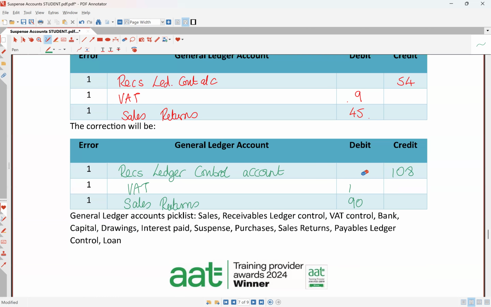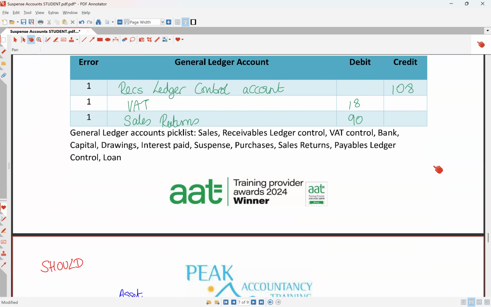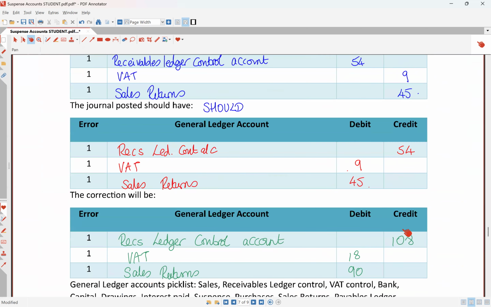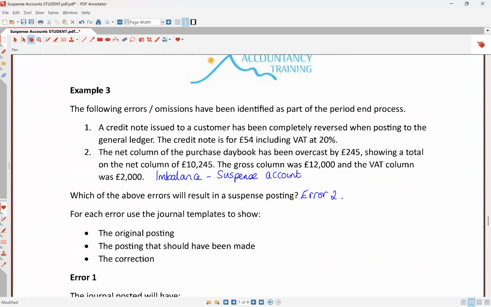That would remove the original problem and post the journal correctly. Let's have a look then at error 2. So if I just go back to the question, the net column of the purchase day book was overcast by 245. So we had 10,245 on the net column, 12,000 on the gross, and 2,000.